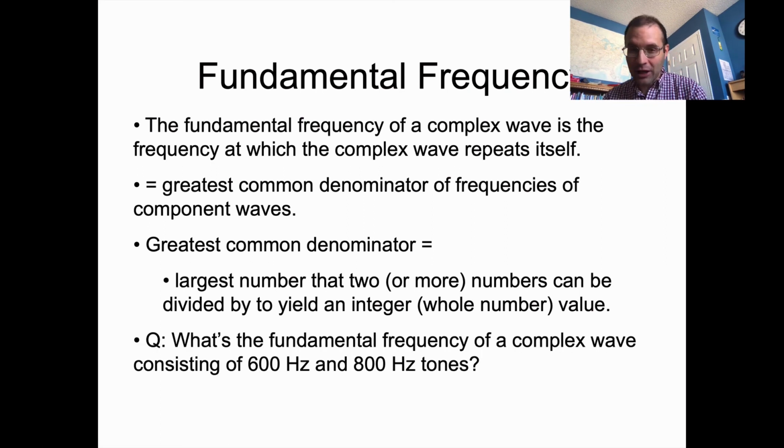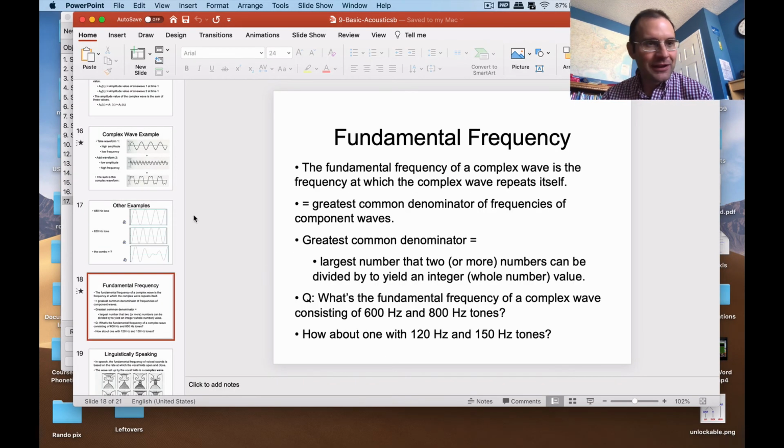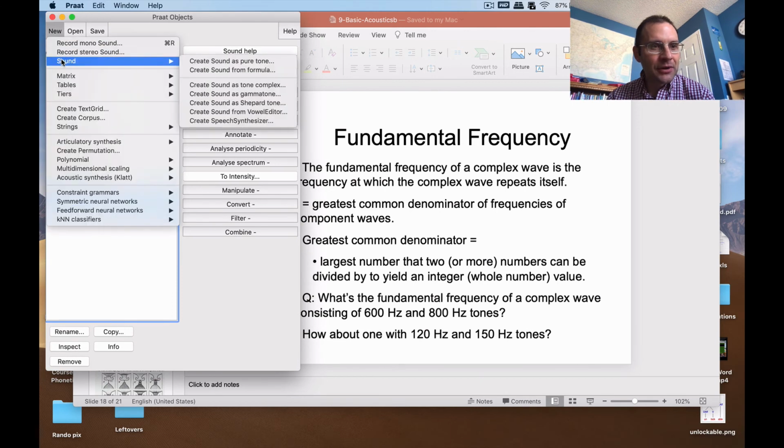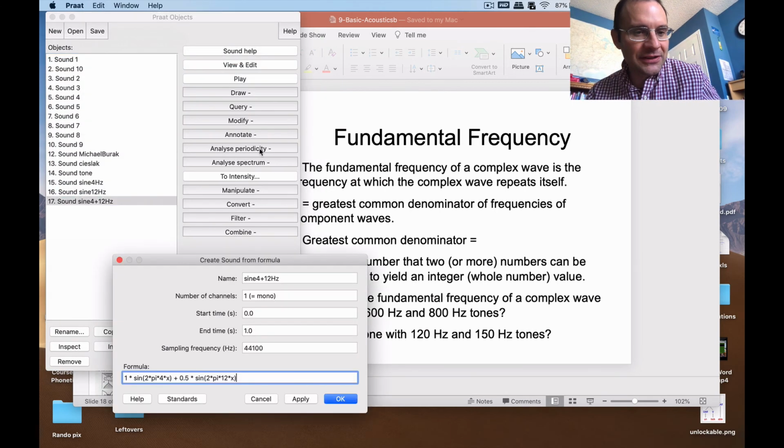So let's take a slightly more complicated one and say, what's the fundamental frequency of a complex wave that consists of 600 hertz and 800 hertz tones? If you're comfortable with the math, this might not be too hard. I'll let you think about it as I show it to you by creating that sound from a formula here. So I'm going to do something similar here and create a complex wave out of a 600 hertz sine wave and an 800 hertz sine wave.